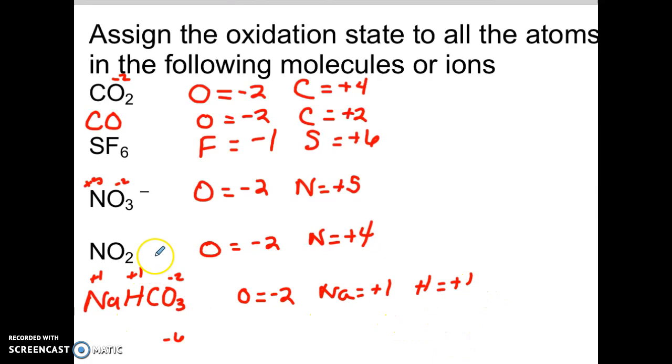So that brings us to carbon, okay? And I have to then get these to equal a 0 charge overall. So if I have sodium with a +1 charge and hydrogen with a +1 charge together, these make a +2. And my oxygen, because I have 3 of them, makes a -6. So that means that carbon has to be a +4 in order for those charges to balance, or those oxidation numbers to balance out. So that is it for oxidation numbers.